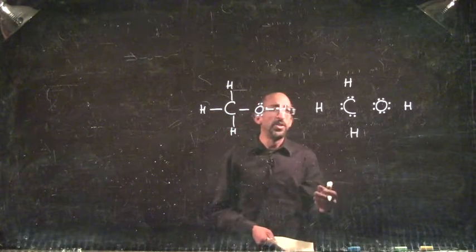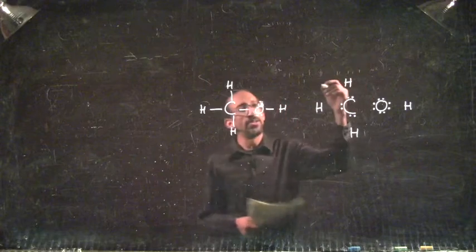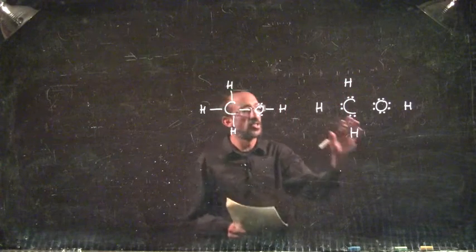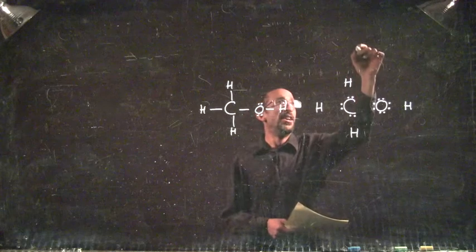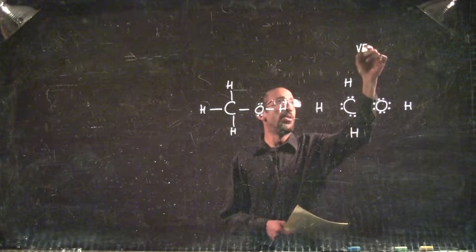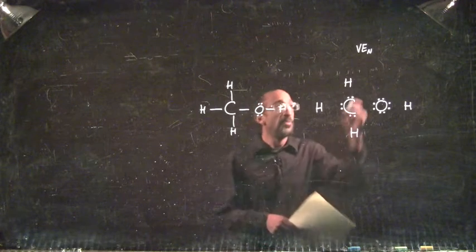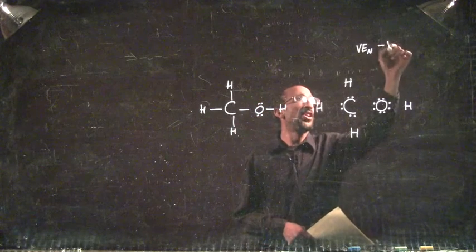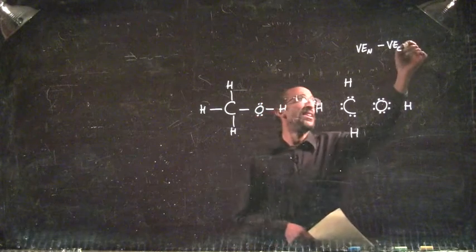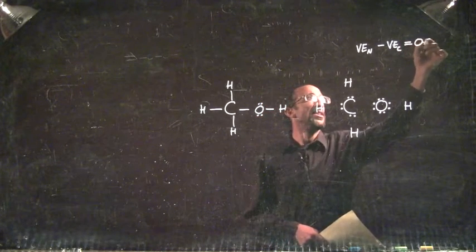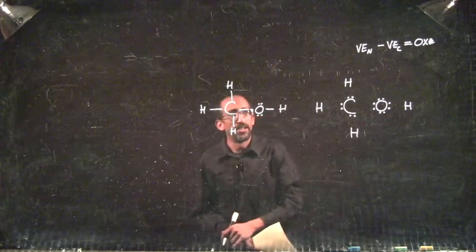The next thing we do is we're going to use a little bit of math. And I know, I promised no math, but this is really easy, trust me. What we're going to say is that the normal number of valence electrons minus the current number of valence electrons equals the oxidation number for that particular atom.